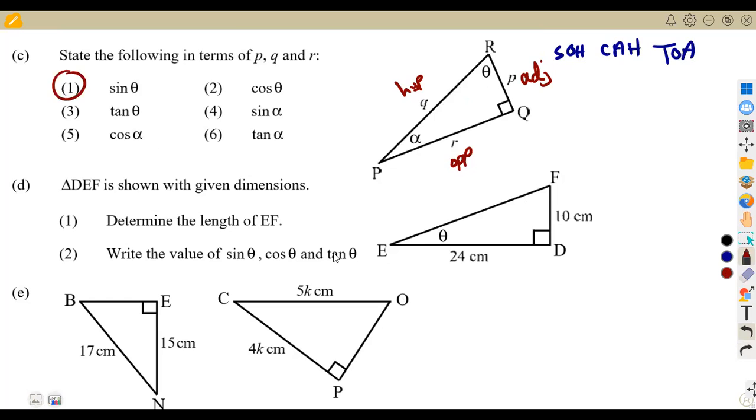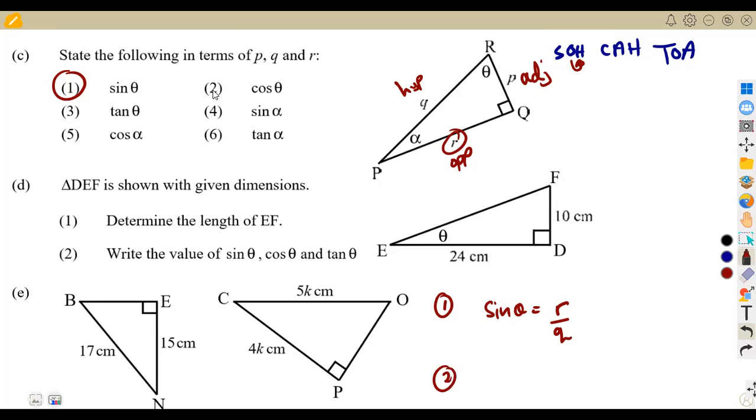So that means the first part here, which is the sine of theta, is simply going to be opposite over the hypotenuse. According to the theta that we have, the opposite is r in this case. So it's going to be r over the hypotenuse, which is q. So we are going to have r over q, right?